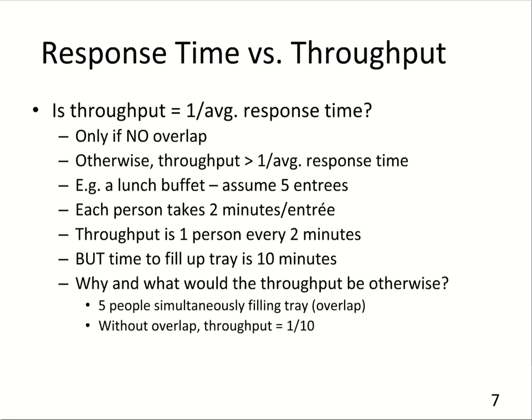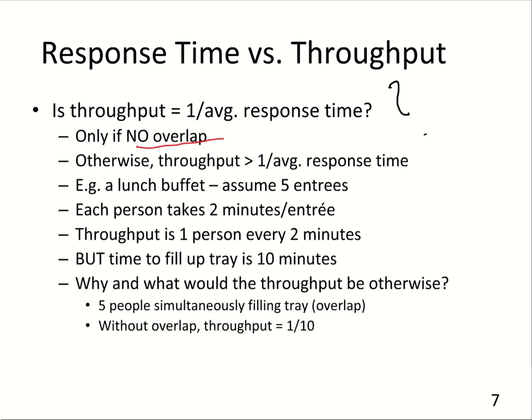If we think about the throughput of a system, is that always inversely proportional to the average response time? Well, no, not always. That's only true if there is no overlap between the jobs that are executing or the programs that are running on the system. However, if there is any overlap, then the throughput is going to be greater than the reciprocal, or 1 over the average response time. Think of this in the context of, say, a lunch buffet.